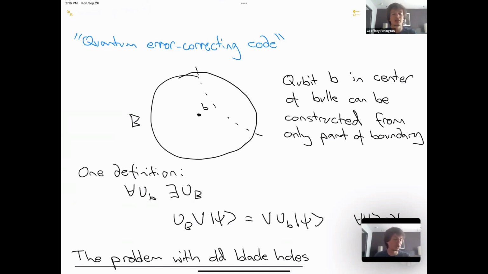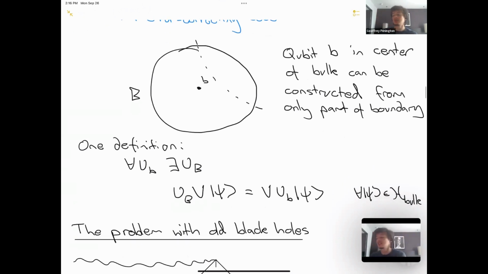It's not the most common definition within the quantum computing community. It's the so-called Heisenberg picture definition, thinking about operators rather than states. But the idea is that for any operator, I've made it a unitary operator here, u little b, that acts within this bulk region little b, then there's a boundary unitary u big B, such that u big B acting on V of psi is the same as V acting on u little b psi for any state psi in this bulk effective field theory Hilbert space. Okay.